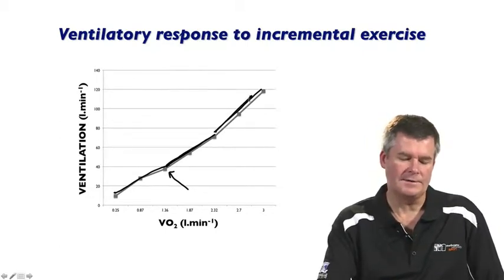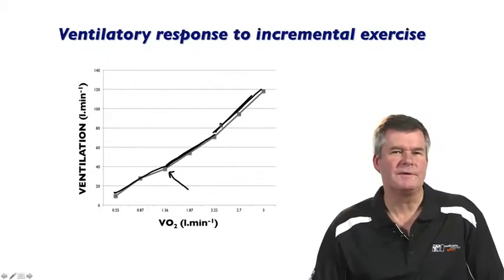At the higher exercise intensities, there are additional factors that stimulate ventilation over and above CO2 from either buffering or from metabolic production. These factors we'll talk about a bit later, but they include increases in potassium, hydrogen ion, adrenaline, body temperature.